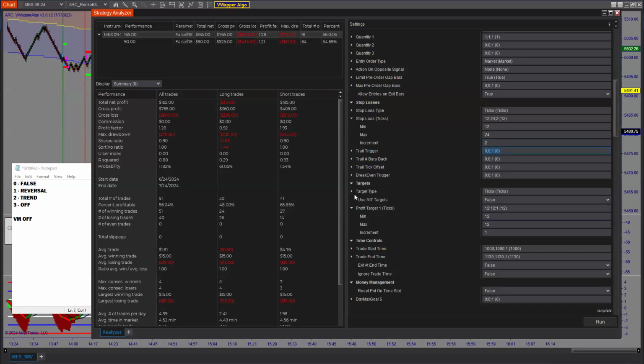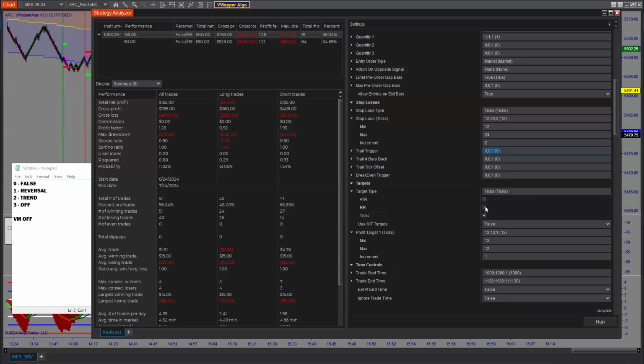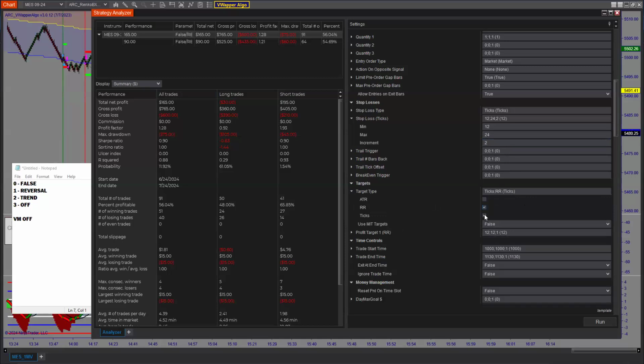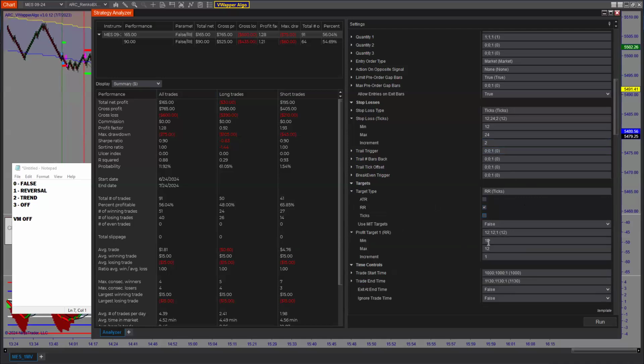And then profit target. What do we got here? We do have risk reward. So I'm going to do that because that's a lot easier to test. So we'll go 1 to 1. Let's go down to 0.8. Oops, not 0.08. And let's go to 2.1.